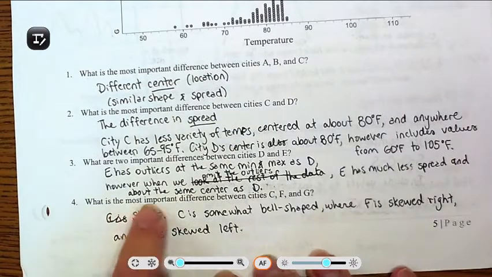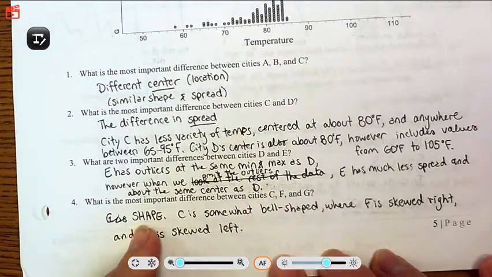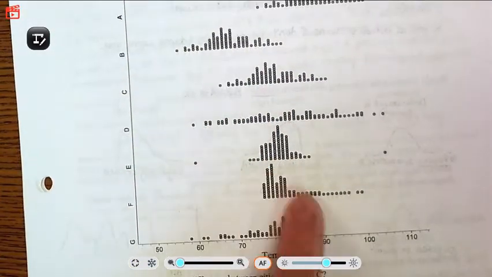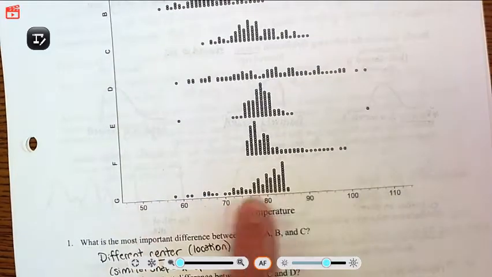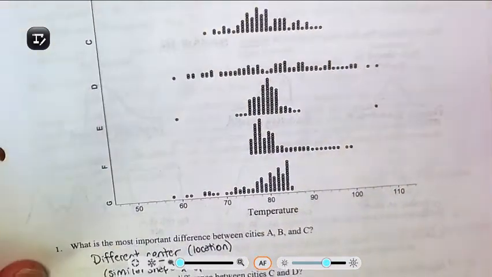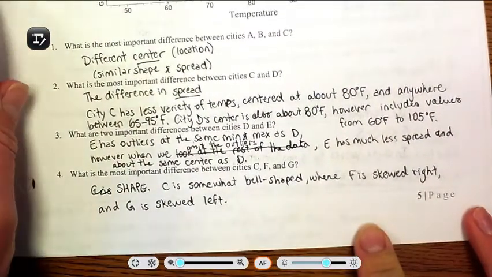What is the most important difference between cities C, F, and G? Shape. C is somewhat bell-shaped, where F is more skewed right, and G is more skewed left. Okay, and I do have those skews listed correctly. You'll see how we describe skew in just a little bit.